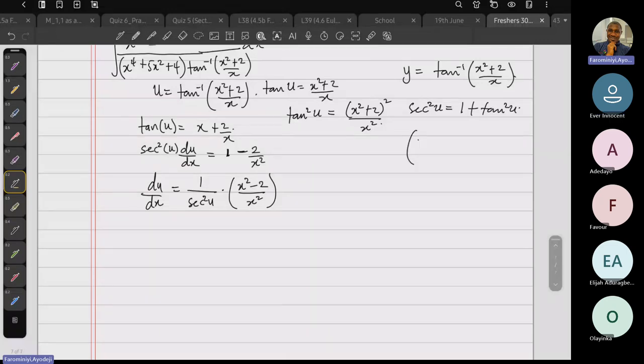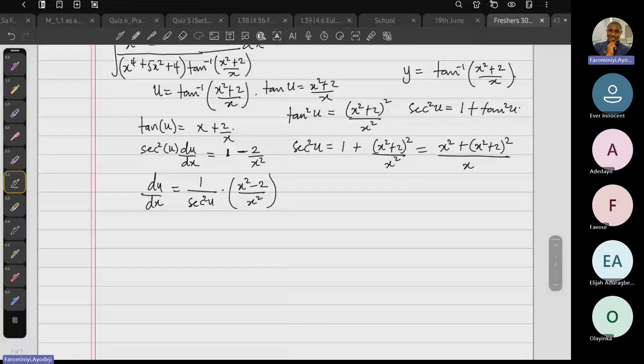Okay, sir. So this is what it should be: x squared plus 2 over x, then all squared. But this is the same thing as this, right? So I split the square for the numerator and the denominator. Then it means that sec squared u is 1 plus (x squared plus 2) squared over x squared, which is the same thing as x squared plus (x squared plus 2) squared all over x squared.